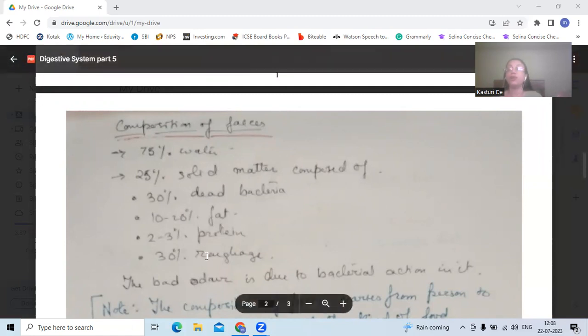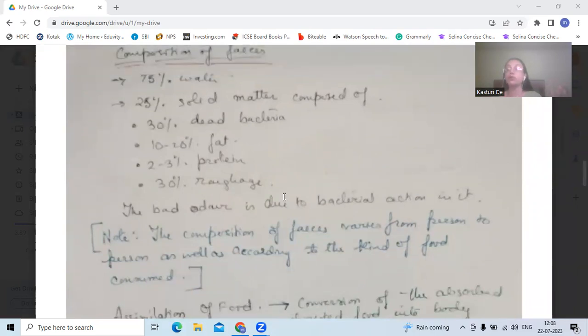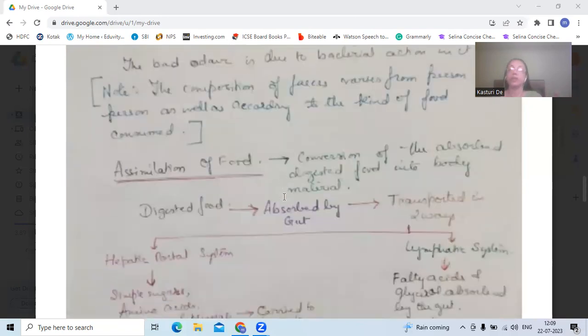Clear? Now, we know that feces have a bad odor. Why is it so? Due to the bacterial action in it. We know they have 30% of dead bacteria. So dead bacteria and also some bacteria act on it to give that bad odor. Now, the composition of feces varies from person to person. Why? Because of the kind of food they consume. If they take more protein, their composition will be something different. And if they take more fat, then the composition of the feces will be something different. So depending on the kind of food they consume, the composition of the feces varies.